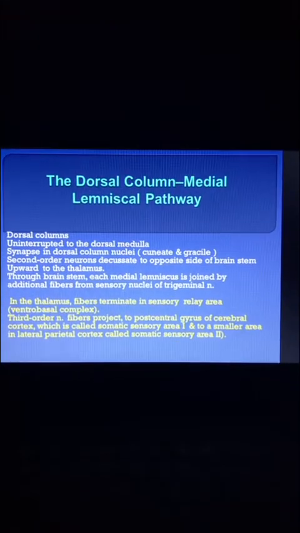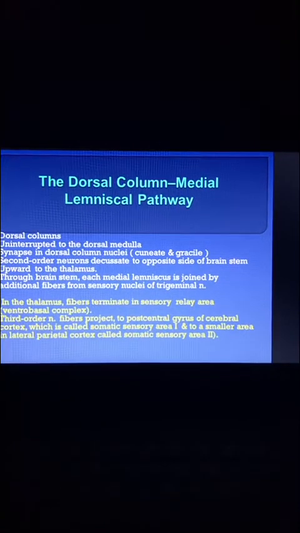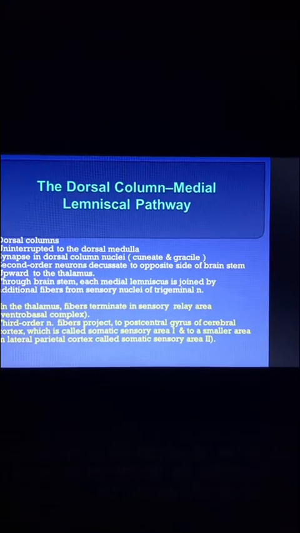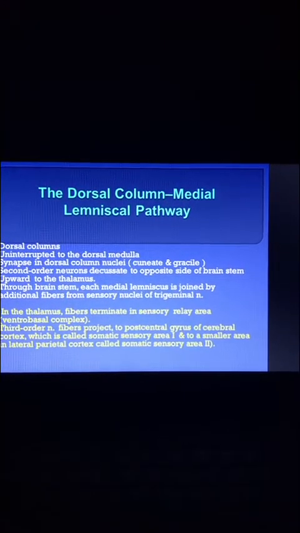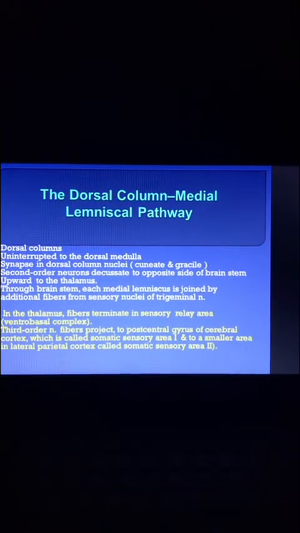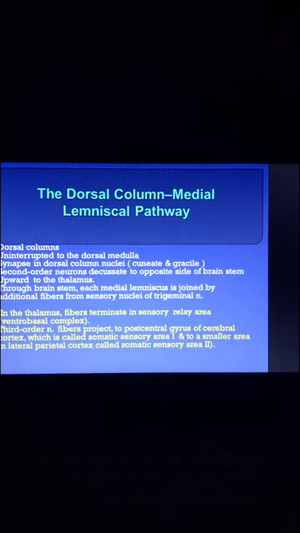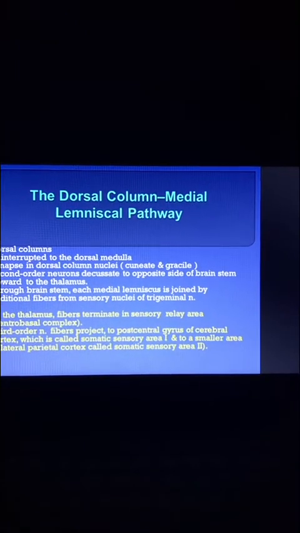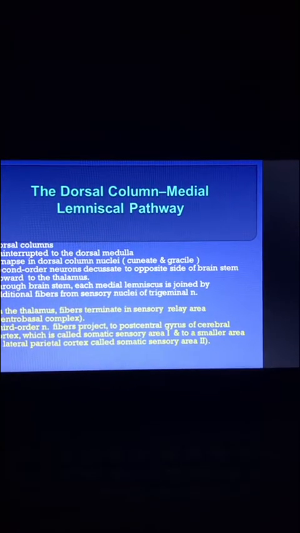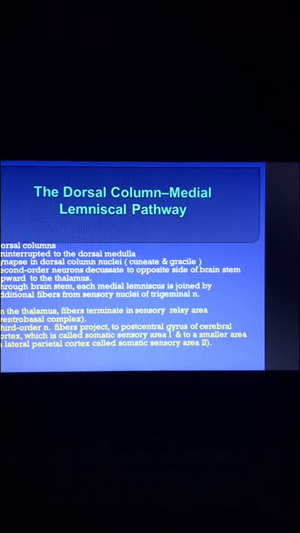Now the dorsal column medial lemniscal pathway passes uninterrupted to the dorsal medulla. Uninterrupted means that there is no synapse until the dorsal medulla. They synapse in the dorsal column nuclei, cuneate and gracile, two nuclei. Cuneate for the upper limb, gracile for the lower limb.